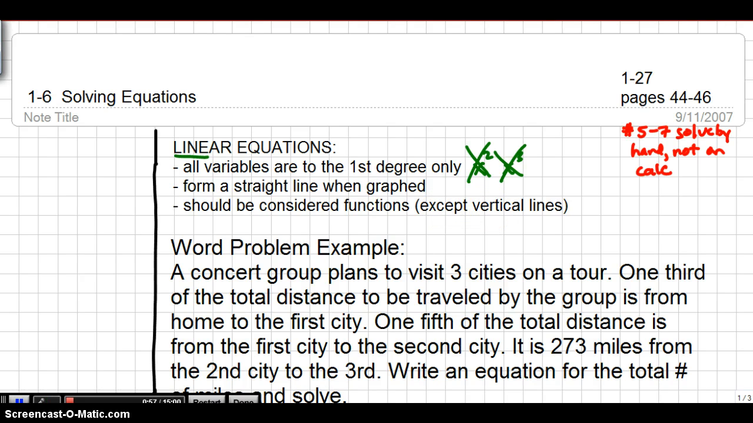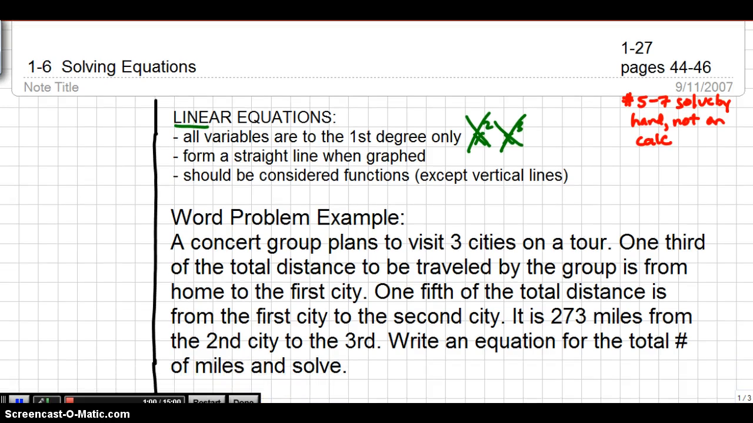We're going to work with a word problem to begin, because those tend to be the toughest for students to handle: turning a word problem into an equation and then solving it.